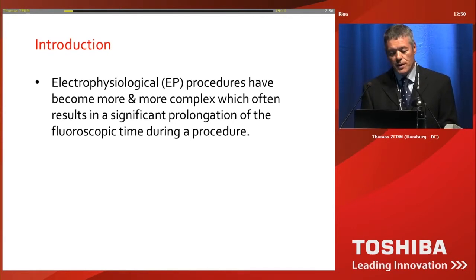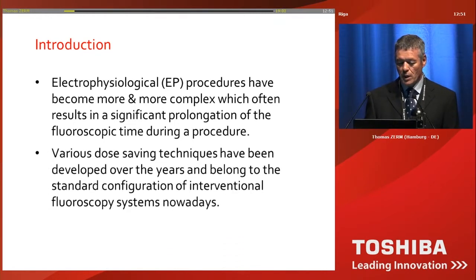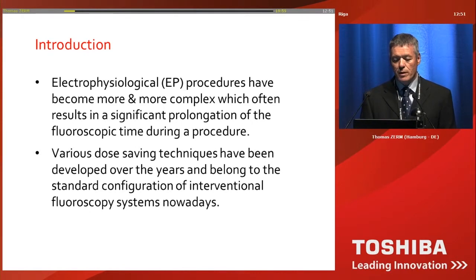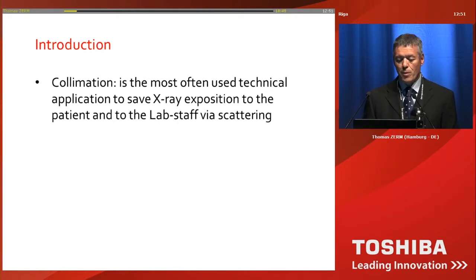Electrophysiological procedures have become more and more complex, which often results in a significant prolongation of the fluoroscopy time during a procedure. Various dose-saving techniques have been developed over the years and belong to the standard configuration of interventional fluoroscopy systems nowadays. Collimation is the most often used technical application to save X-ray exposure to the patient and scattering to the lab staff.